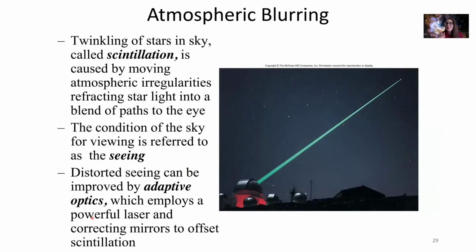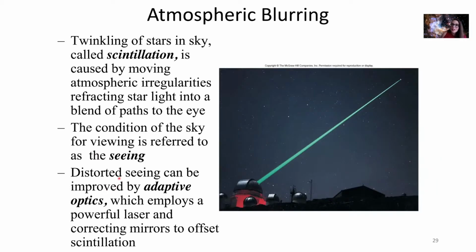We give the twinkling of stars in the sky a term called scintillation. Right here, it's spelled out for you. And again, it's caused by moving atmospheric irregularities refracting starlight. The condition of the sky for viewing is referred to as seeing, or the seeing conditions. So if you go to observe at a telescope and they tell you that the seeing conditions are not good, that means that there's a lot of atmospheric distortion occurring that will impact your ability to get really pristine images of whatever you're trying to observe in space.